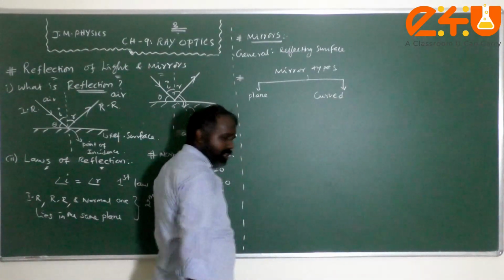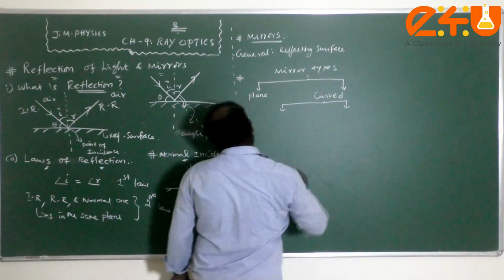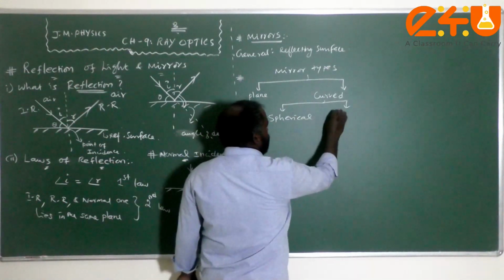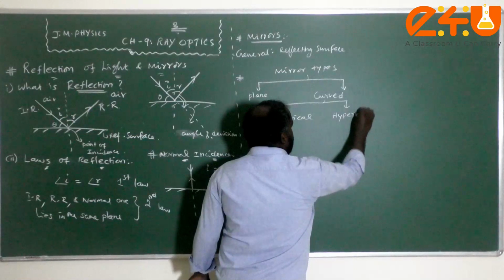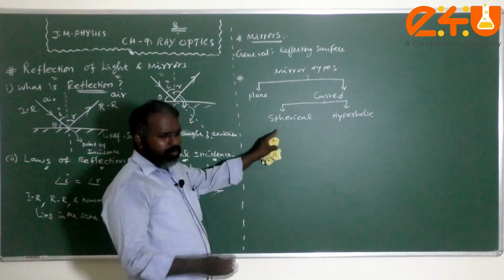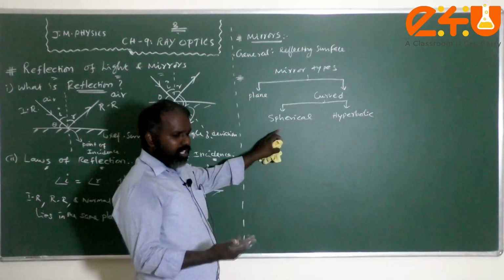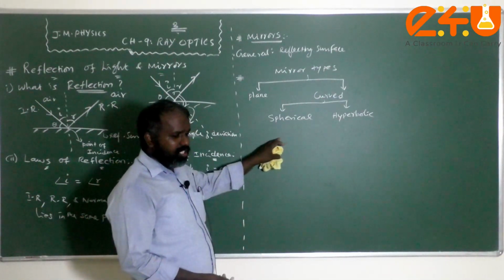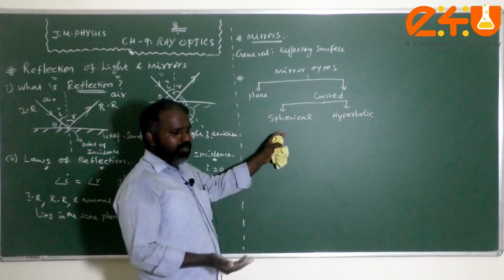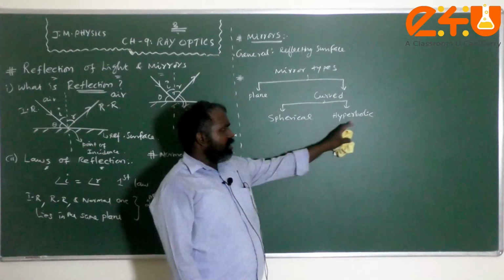The curved mirror is also divided into two categories. One is spherical, and another is hyperbolic. For spherical mirrors, you know that vehicles use convex mirrors. And in dentistry, which you already studied in 10th standard, concave mirrors are used. Such spherical mirrors belong to the curved mirror category. And another one is hyperbolic.